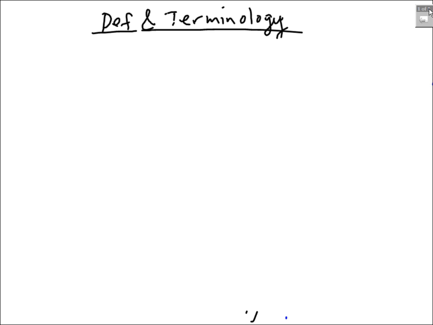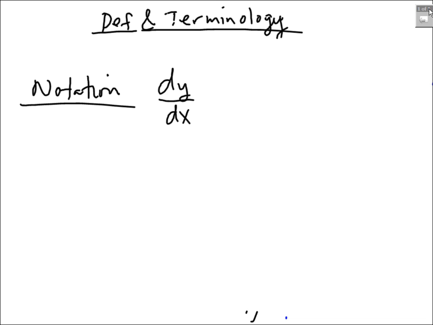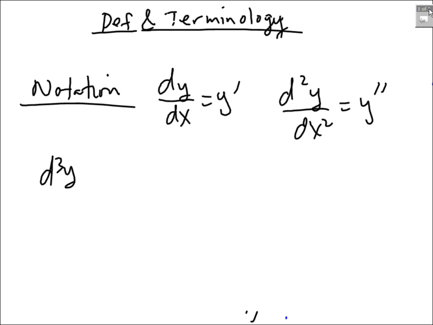Let's talk a little bit about notation. I threw some in already, hopefully you knew what they meant. dy dx can be denoted by y prime. d squared y dx squared can be denoted by y double prime. d cubed y dx cubed can be denoted by y triple prime.